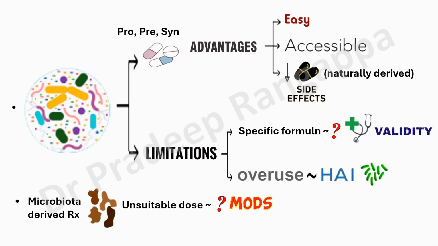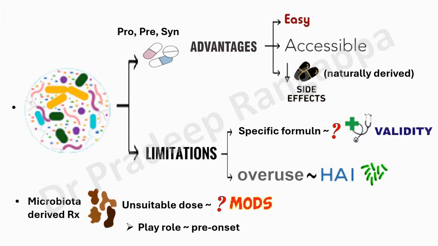And there is microbiota derived treatment, and we do not know the dosage. If someone inappropriately uses the dosage, this may put the patients at risk for multi-organ dysfunction. So these are some of the concerns we have when using probiotics and prebiotics. And they tend to have a better role when used prior to the disease onset rather than after the disease has started. So these are some of the caveats.